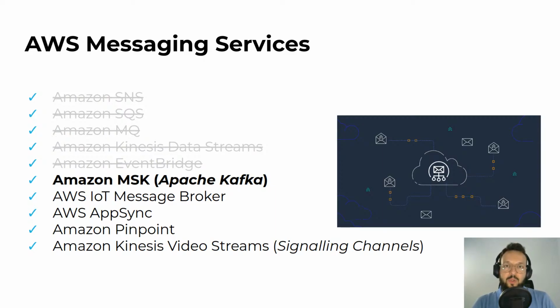Here's a recap of what we did last time. So it's the 6th episode. We covered SNS, SQS, MQ, Kinesis Data Streams, Amazon EventBridge, and today is time for managed Apache Kafka.